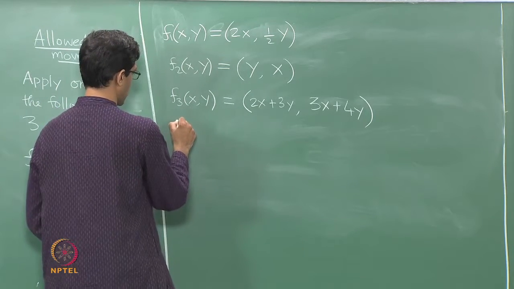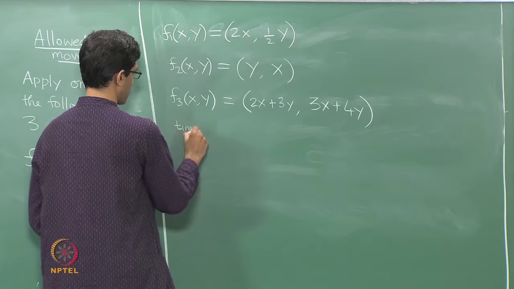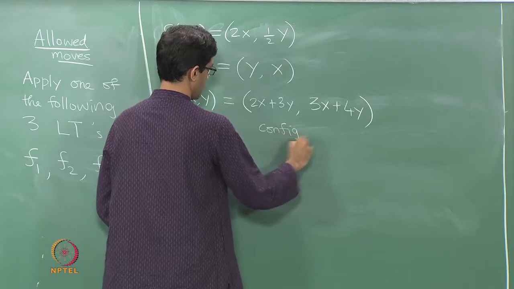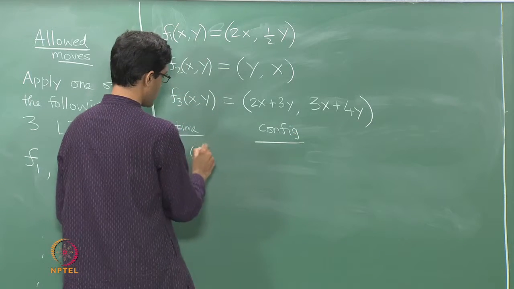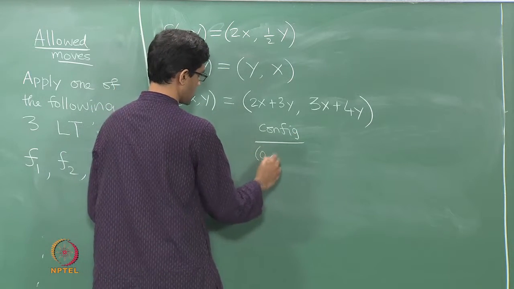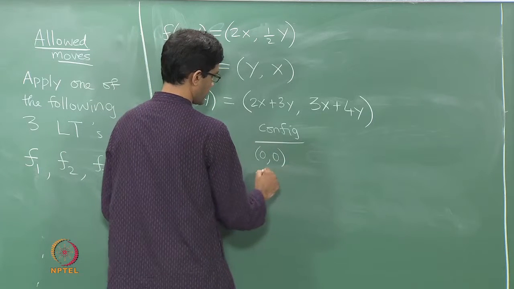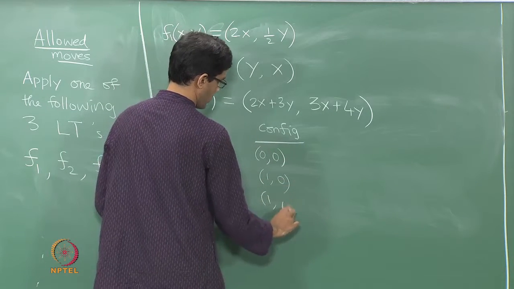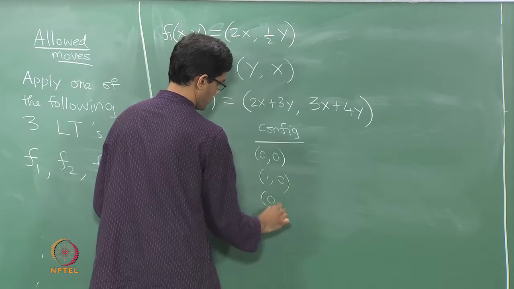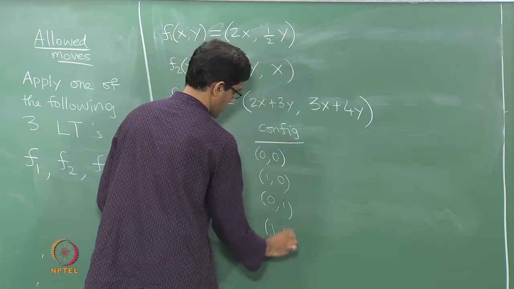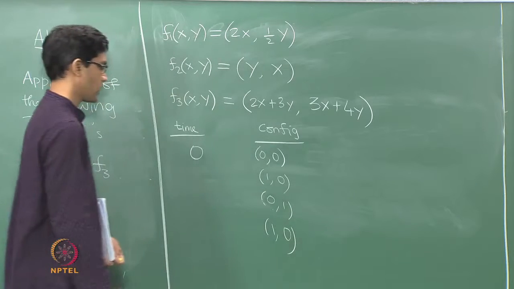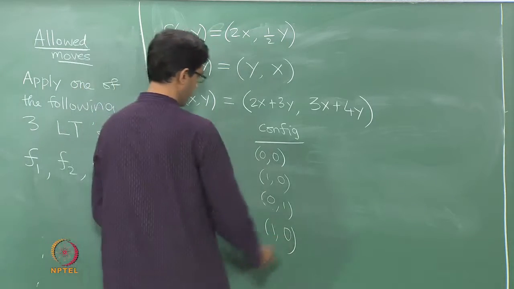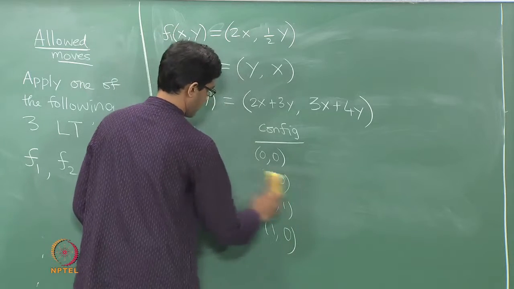So here's the configuration. So again, here's time. So what are the configurations? Well, at time t equal to 0, the initial configuration consists of the 4 points (0, 0), (1, 0), (1, 1), sorry, (0, 1) and (1, 0). So that's where my 4 coins are placed. Now what happens at time t equal to 1?